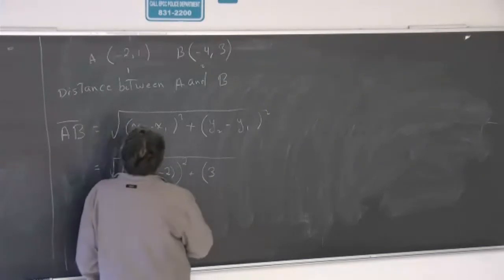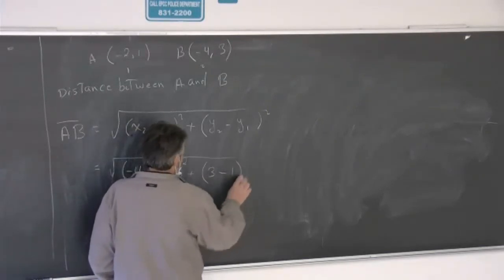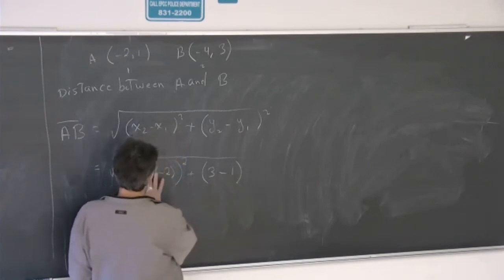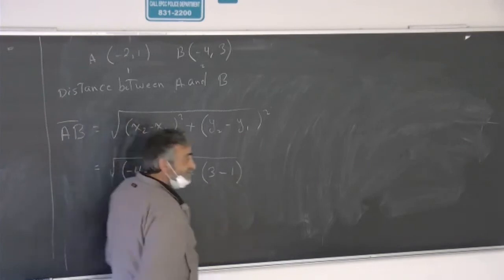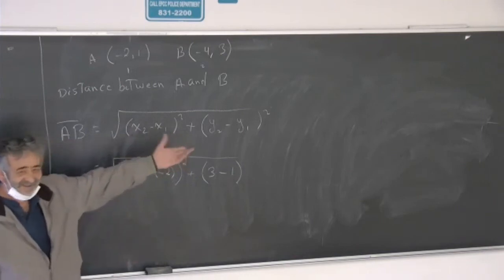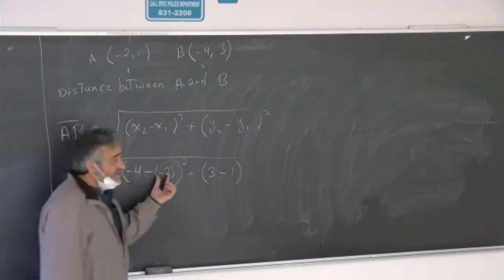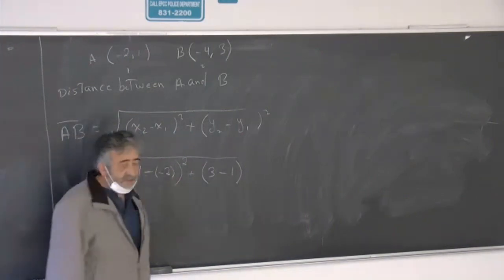Y2 is 3. And y1, which is, did I say plus here? I'm sorry, minus. Because it's the difference, right? Now, he said, why do I have minus 2 in parentheses?